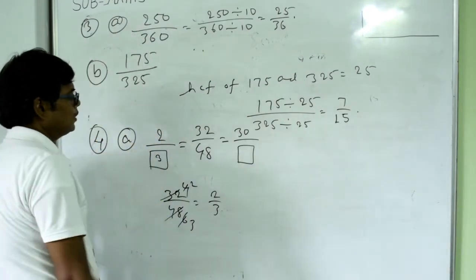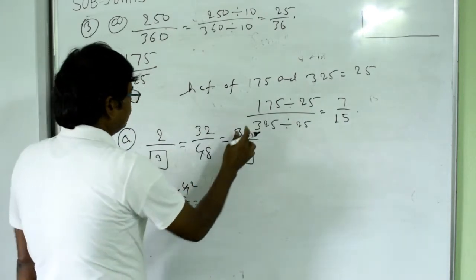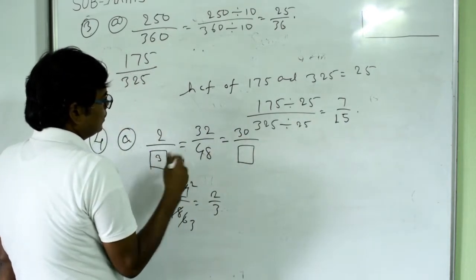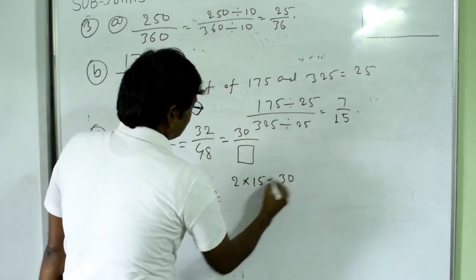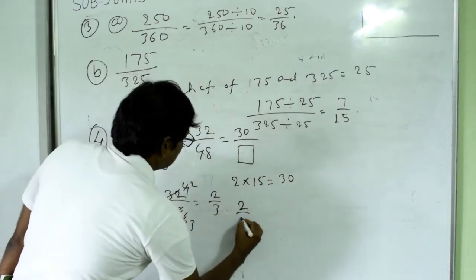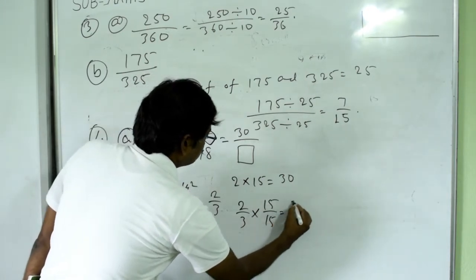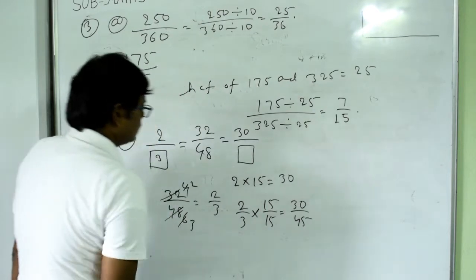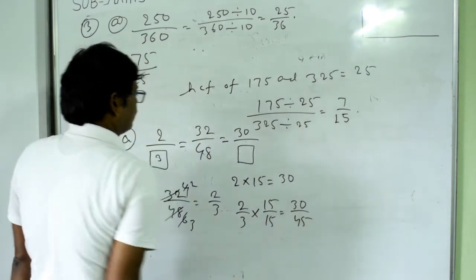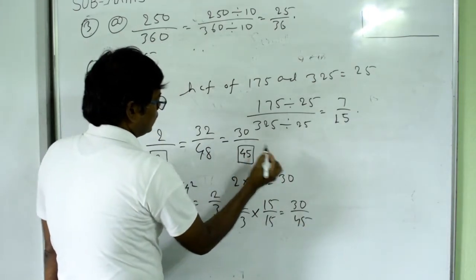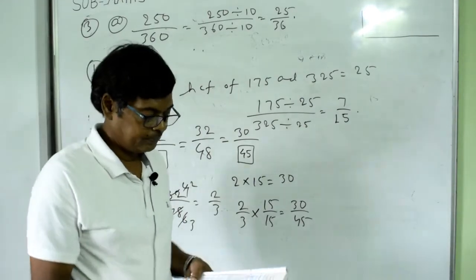Here this is 3, the answer, and what will be the answer here? Now it is 30 here. How will you get 30 here? Now see, it is 2 by 3. Then here you know that 2 into 15 equal to 30. So 2 by 3 into 15 by 15 equal to 30 by 45. So in the numerator is 30, and in the denominator you will get 45. So here the answer will be 45. In this way we can find out the answer of these boxes.